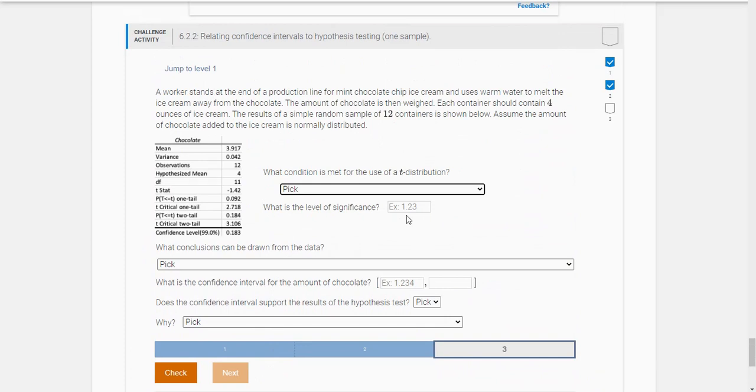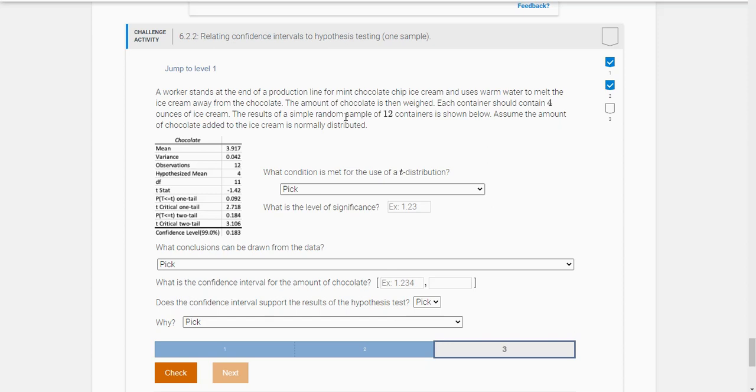Let's quickly do this last one. A worker stands at the end of a production line for mint chocolate chip ice cream and uses warm water to melt the ice cream away from the chocolate. The amount of chocolate is then weighed. Each container should contain 4 ounces of ice cream. It's a bit of a typo here; it should say 4 ounces of chocolate. The result of a sample of 12 containers is shown below, and the amount of chocolate added to the ice cream is normally distributed.